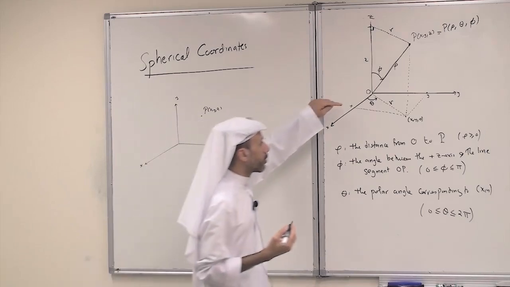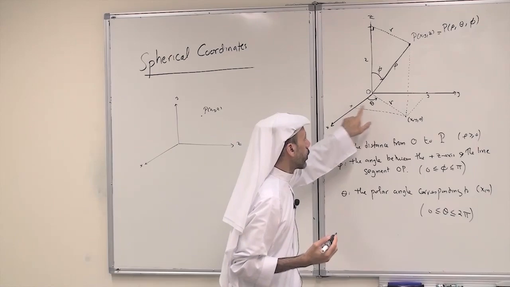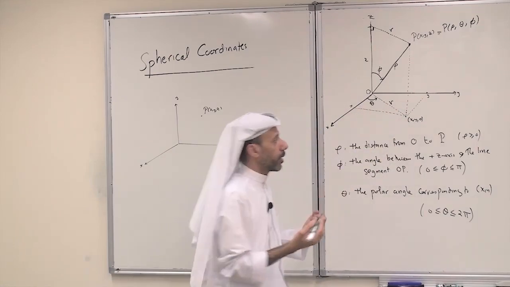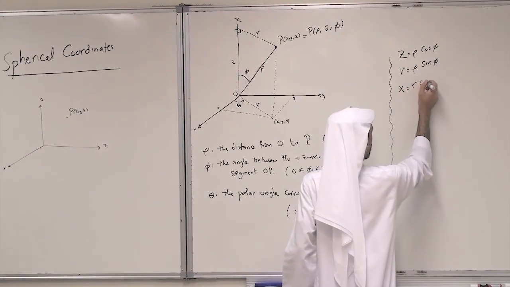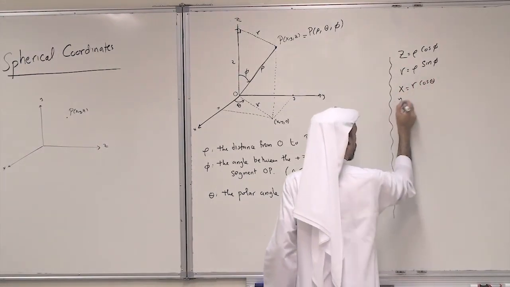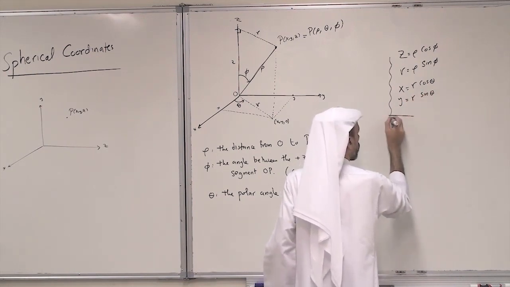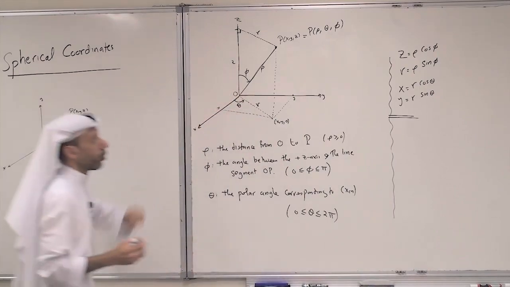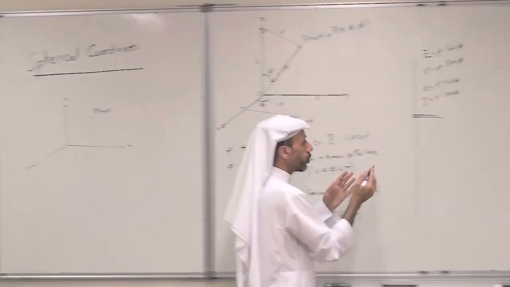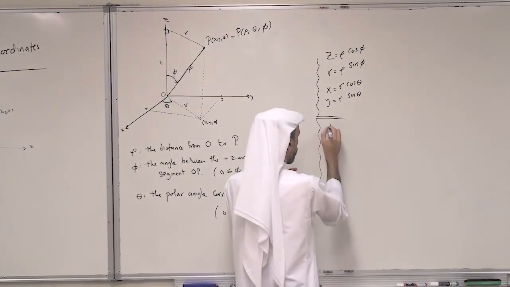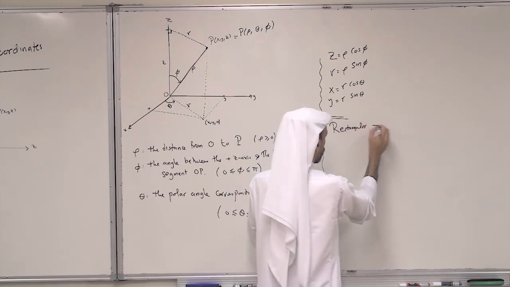And of course, when you go to the xy plane, the relations between x, y and r, theta are the polar relations. So we have also x equals r cosine theta and y equals r sine theta. So these are some basic relations from the graph. Okay. Now the relation between rectangular to spherical.